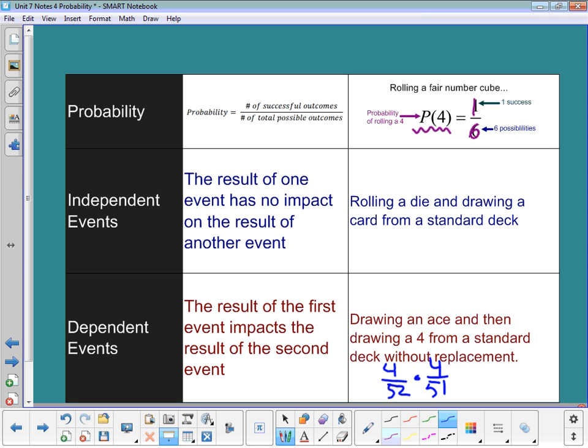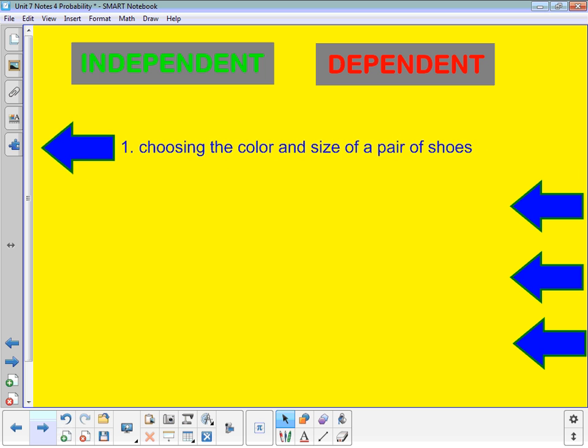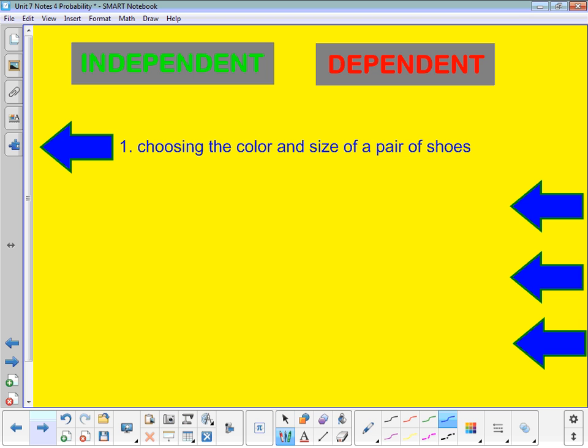That makes it dependent. So we have to determine, are they going to be independent or are they going to be dependent? Let's just do some examples of identifying these. In the first one, it says choosing the color and size of a pair of shoes. If I choose the color and size of a pair of shoes, does the color have to do with the size? No. If I choose a color, that has nothing to do with what size that is. So this is going to be independent.